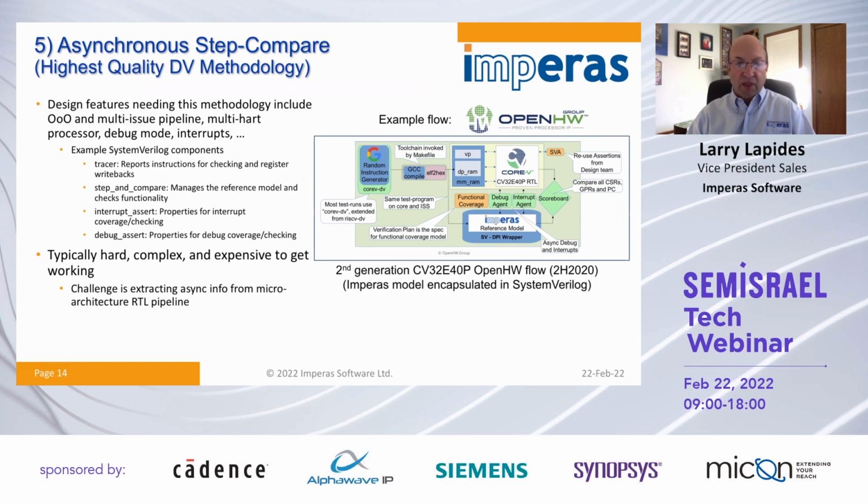In this slide on the right here, that comes from Open Hardware, this test bench is built in SystemVerilog. This is a UVM test bench, or getting close to full UVM compliance. And the Imperas reference model is wrapped in a SystemVerilog DPI wrapper. The thing with this is that it's typically difficult, complex, and expensive to get working. And one of the key challenges is extracting the asynchronous information from the RTL pipeline.